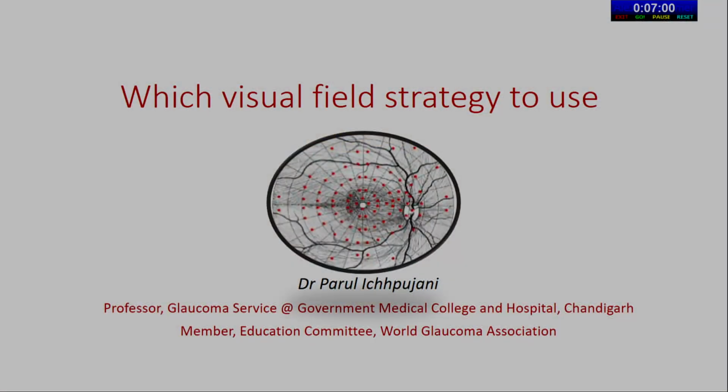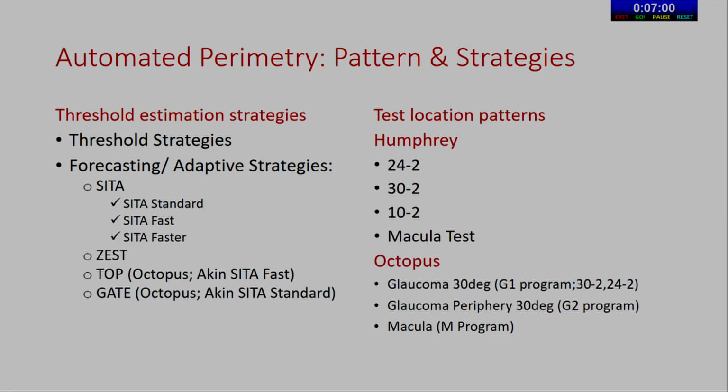Good morning. I'll be talking about which visual field strategy to use. The visual field strategies and the test patterns on automated perimetry run in tandem. We are all aware of the common test patterns that we use for glaucoma: 24-2, 10-2, and in advanced cases, the macular test. I'll be focusing primarily on the Humphrey field analyzer.